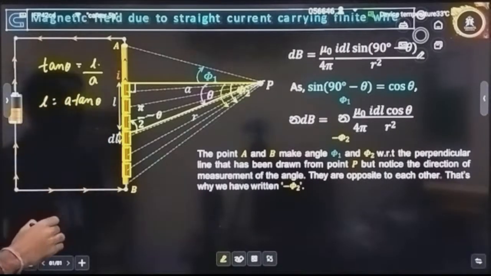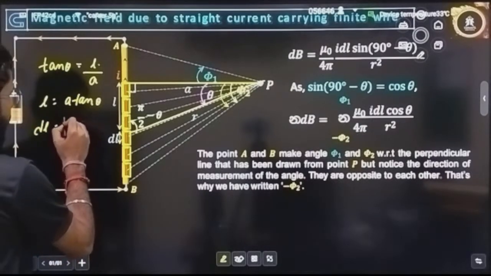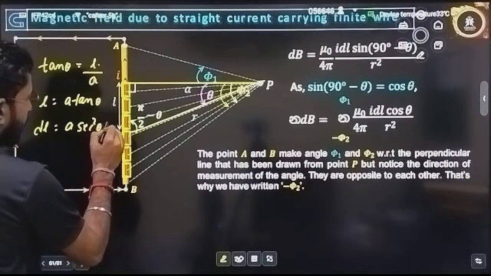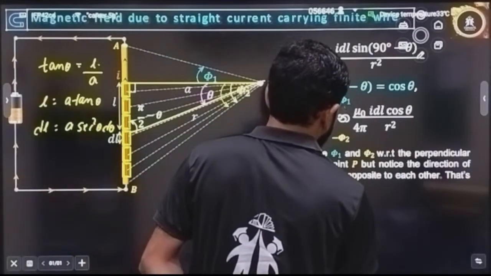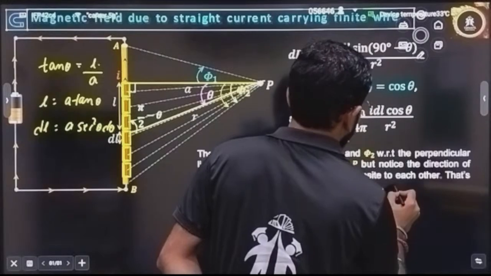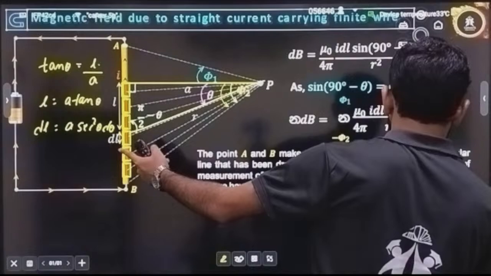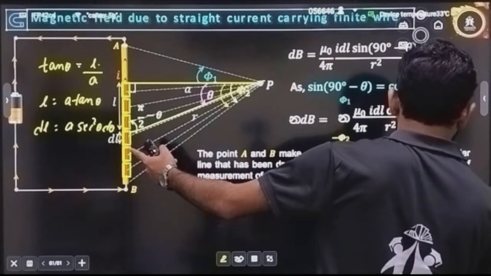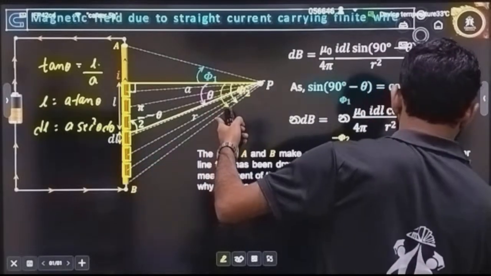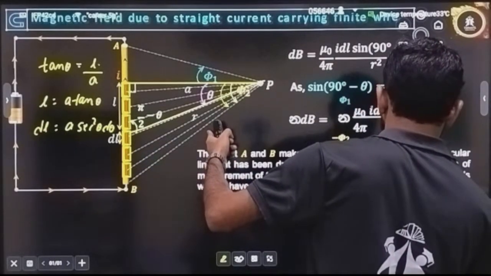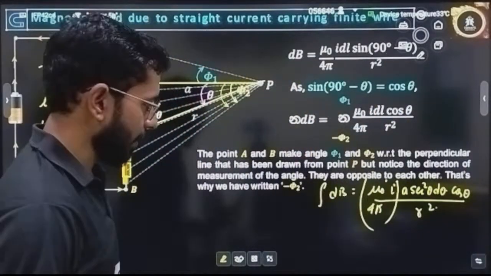Now those students who know a little bit about integration, we are going to use the substitution method. Differentiate it, you will get dL equals A sec square theta d theta. Now replace it in dB integration: mu naught I, and at the place of dl, dl you have already calculated, you will write A sec square theta d theta into cos theta divided by r square, and here 4 pi is the constant. Take all the constants out of this integration. This is what you will have till now.